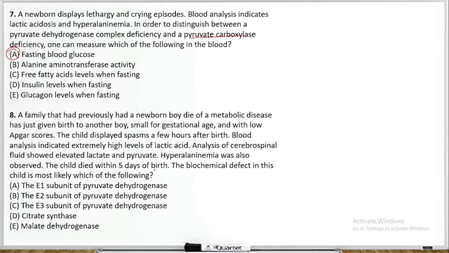The biochemical defect in this child is most likely due to the E1 subunit of the pyruvate dehydrogenase not working. So the thiamine subunit, that's the part of the enzyme that was not working well. This enzyme is also a tender loving care for Nengi enzyme. It requires these coenzymes to function and has 3 units, E1, E2, and E3. So it's the E1 subunit that wasn't working.